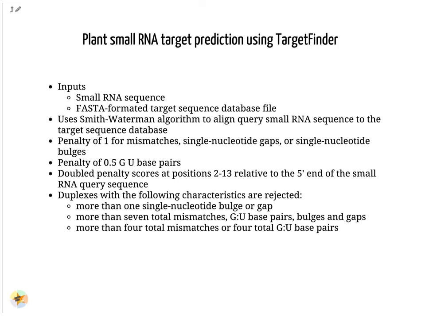If the sum of mismatches, GU base pairs, bulges, and gaps of a duplex is more than 7, then it is discarded. Duplexes with more than 4 total mismatches or 4 total GU base pairs are also discarded.